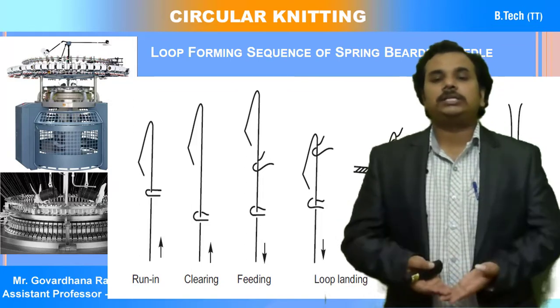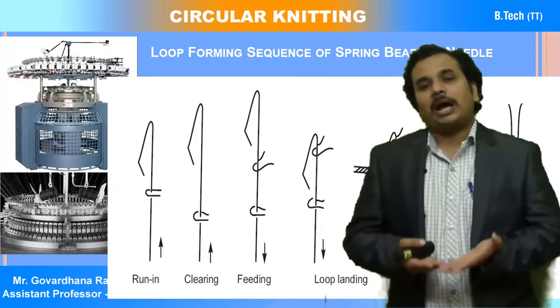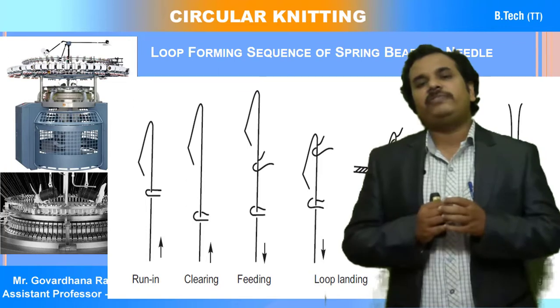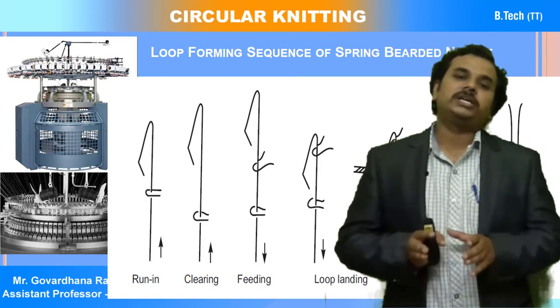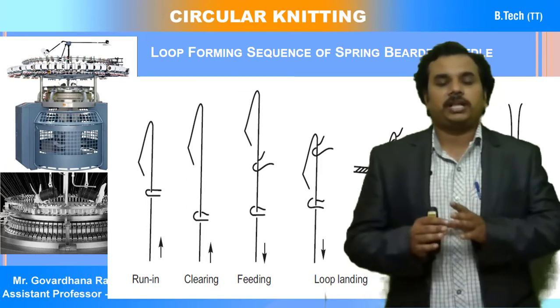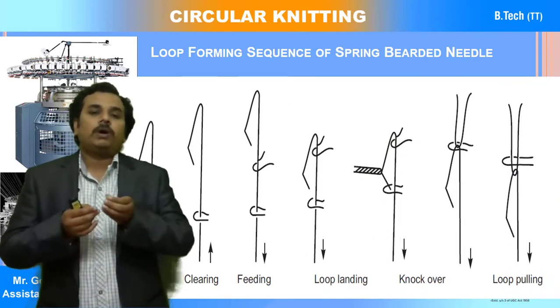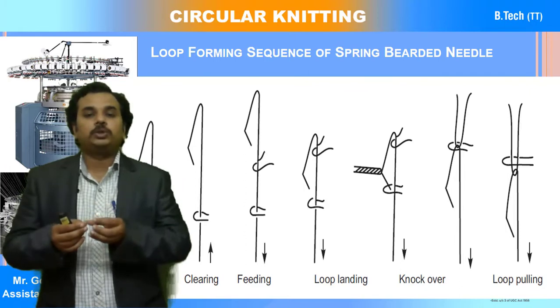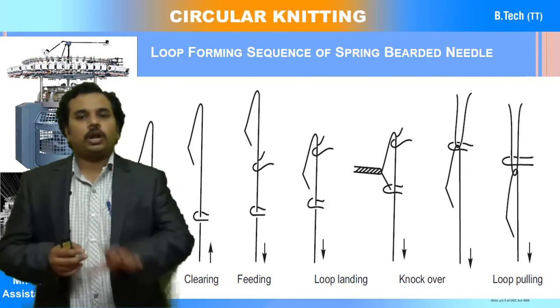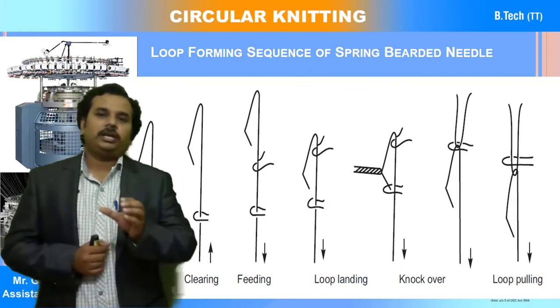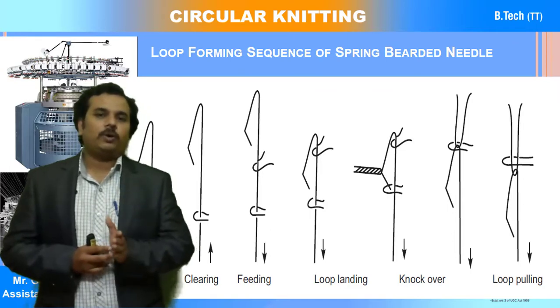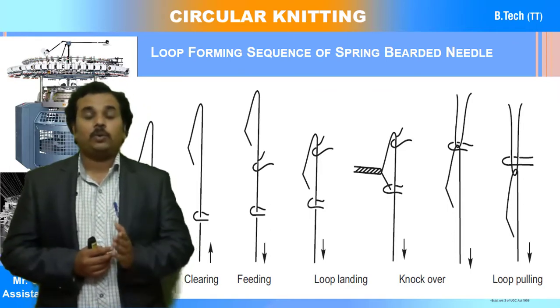And in the third step, after complete rising, we are feeding the yarn. Then we are going to lower down the needle. Slowly we are going to lower down the needle. So now what is happening is, here there is no latch. So in the case of a latch needle, what is happening?